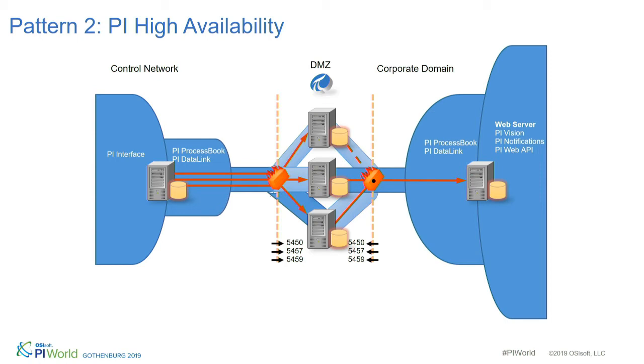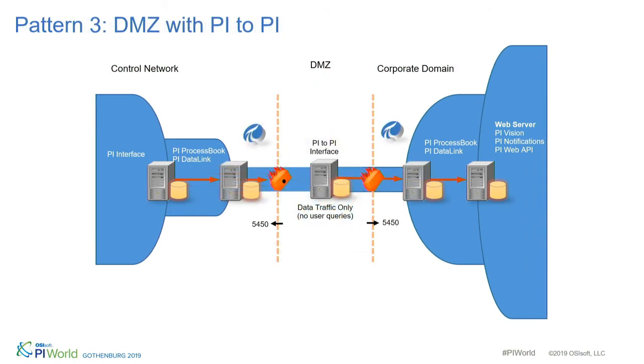And these are the standard ports that we are connecting through for AF and PI connections to the PI data archive and AF server. Another option that can be implemented inside the network of your corporation is the DMZ with PI to PI. What do we have here? If users from the control network also want to have all their data inside their network, we are dividing the PI data archive into two parts. So we have two standalone systems.